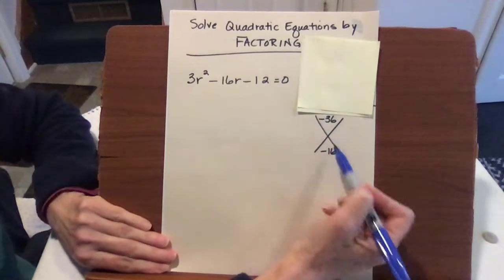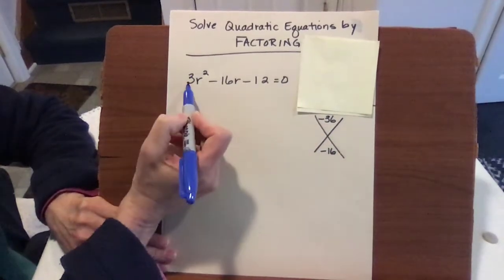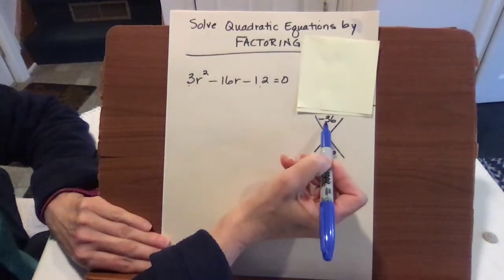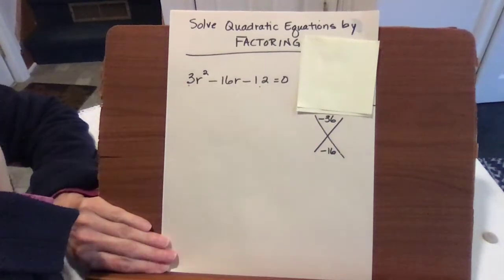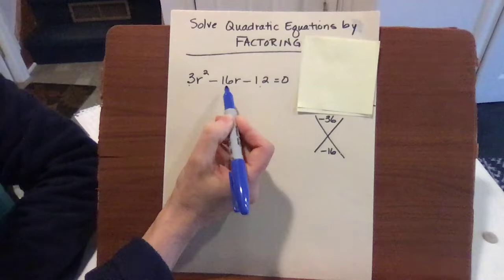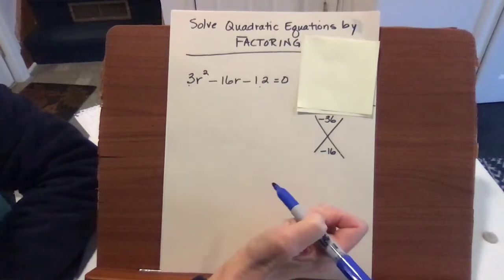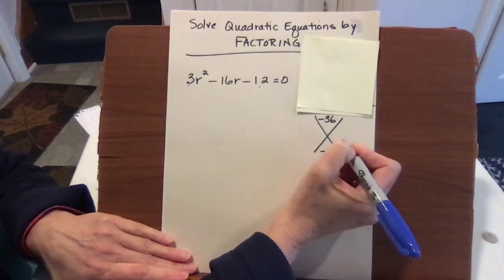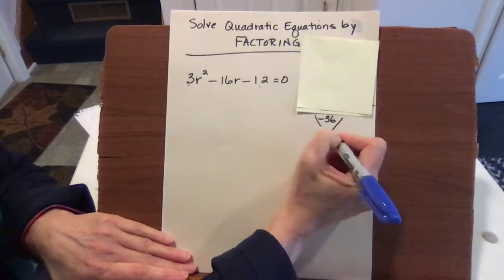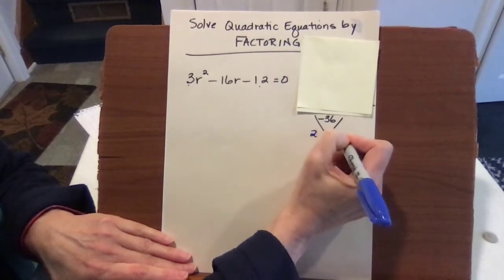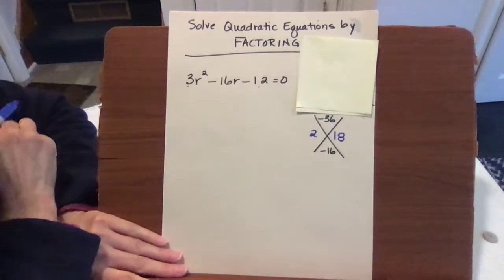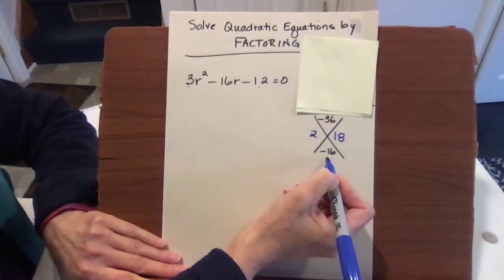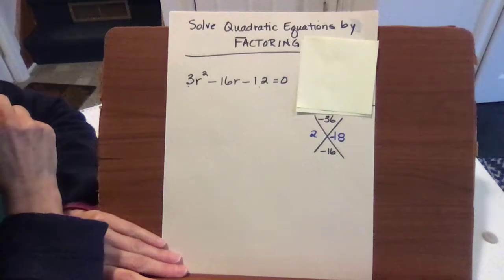So we do our diamond here, and we take 3 times negative 12, and that goes here. So it's negative 36 in the top of our diamond. And the middle term, negative 16, goes in the bottom of our diamond. And to complete our diamond, the factors of 36 that would work would be 2 and 18, because 2 times 18 is 36. However, we needed to add to a negative 16, so 18 will have the negative.